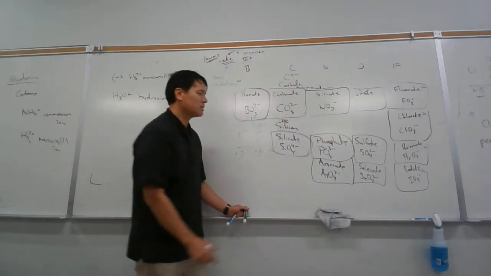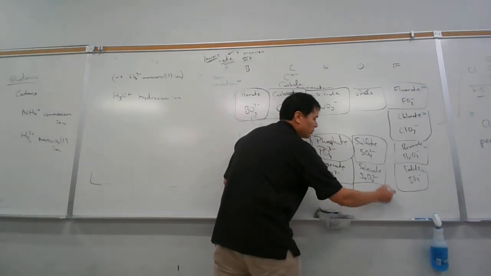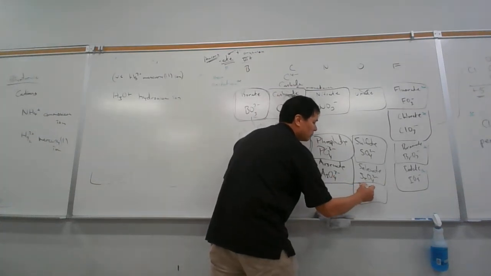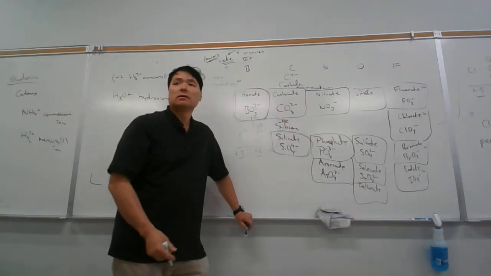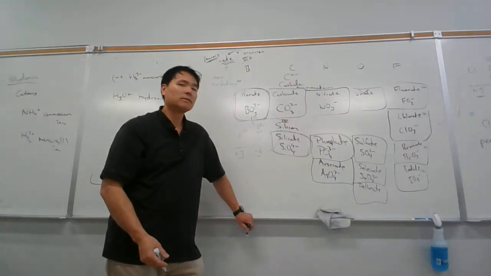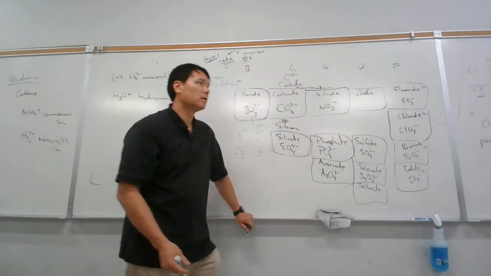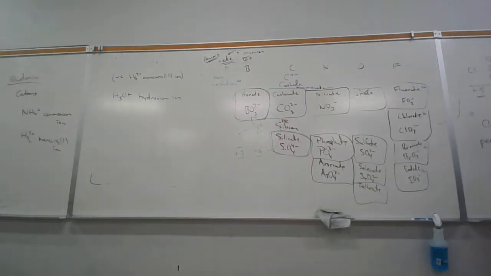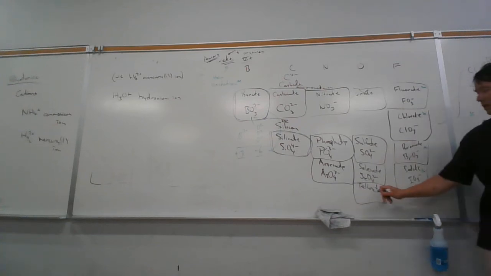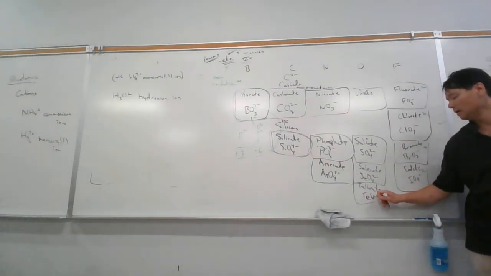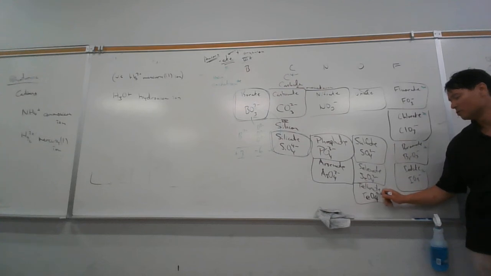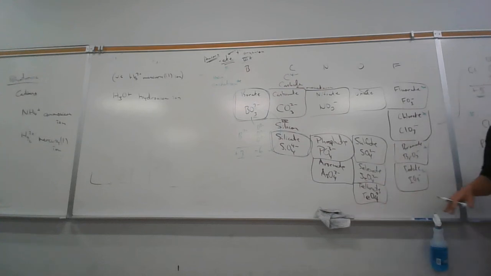So if selenate is SeO4 2 minus, what do you think tellurate is? Tellurate is below selenate. Tellurate would be, well, this is sulfur, selenium, tellurium. What do you guess? TeO4 2 minus. So it's kind of weird, you know?